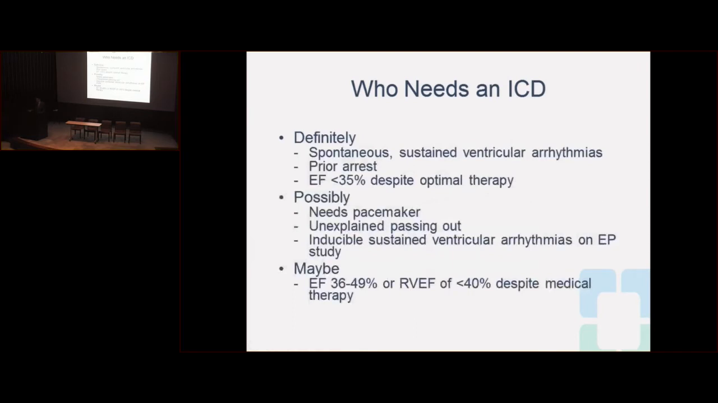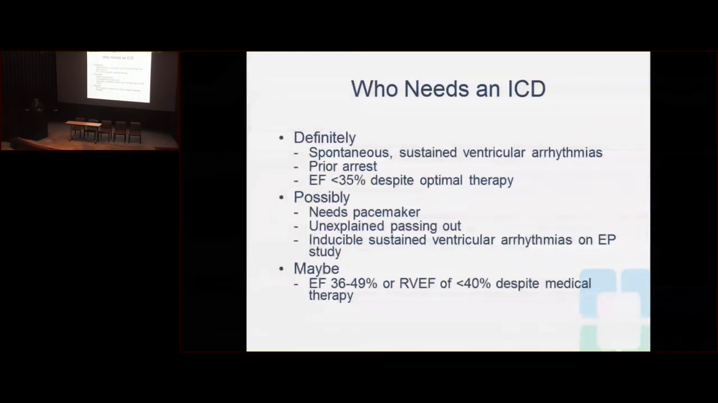So who needs an ICD? There are guidelines from 2014 that help us here. Patients who have cardiac sarcoid and have had spontaneous, sustained ventricular arrhythmias, so arrhythmias that last usually longer than 30 seconds or so, who have had prior arrest, or if the patient has an ejection fraction, or strength of the heart, that's significantly weakened despite optimal therapy, well, it's pretty clear those patients will benefit from a defibrillator.